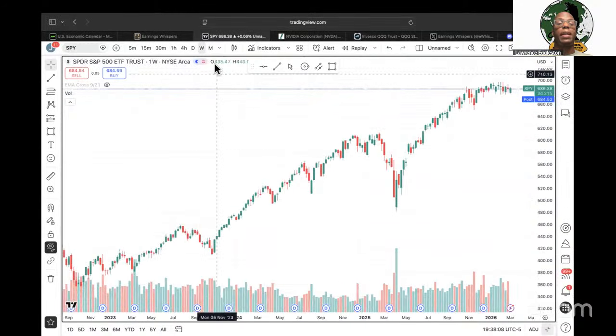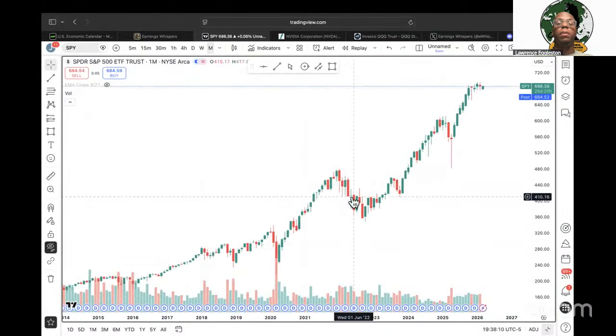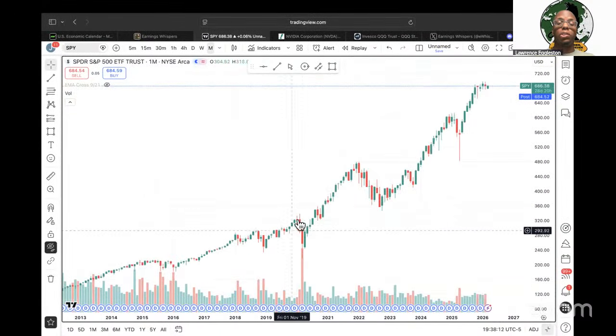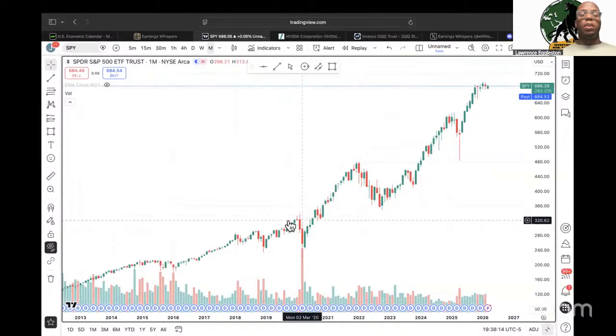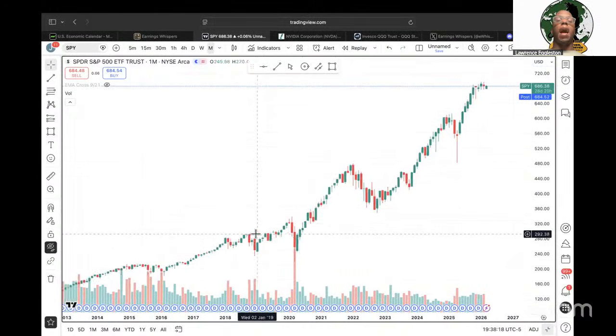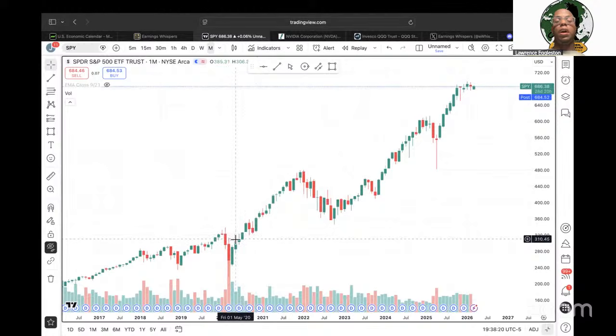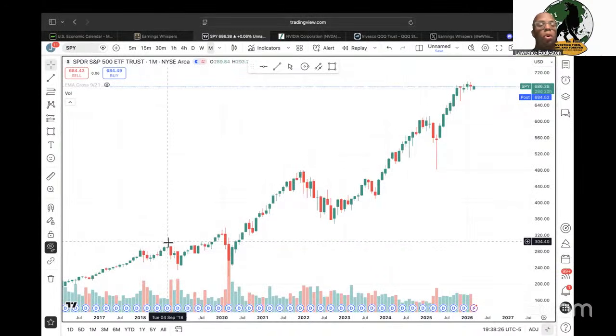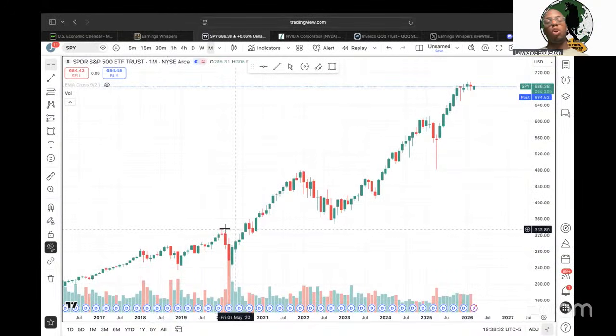Any pullback that you see, we'll go to the monthly time frame. All the pullbacks that you see on this chart in the past 10 years have come from some sort of policy shift, some sort of economic change. That's what's caused this to happen. You go back to 2018, it was the tariff situation and a combination of rising interest rates. You go back to 2020, COVID, nothing else to say there.